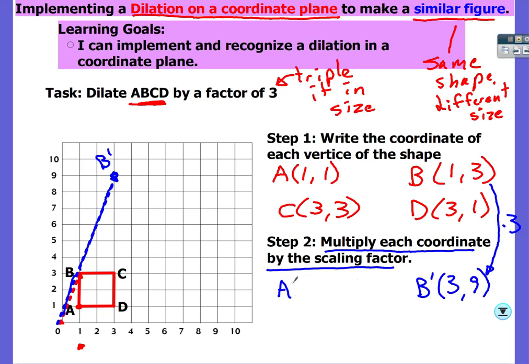So A prime: 1 times 3 is 3, and 1 times 3 again is 3. A prime is right next to C. And for C, we multiply by 3: 3 times 3 is 9, and 3 times 3 is 9 again. And we go over here to (9, 9).